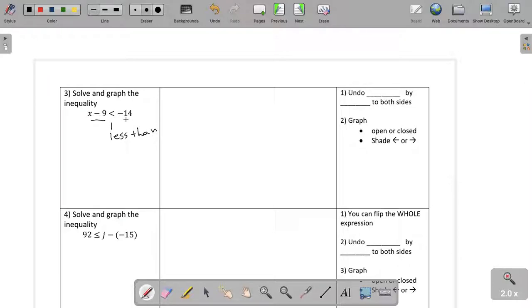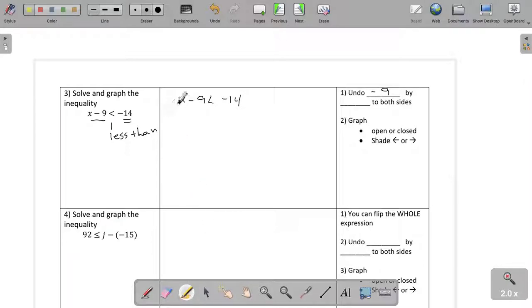So this side is less than that side. Okay, so I'm going to rewrite that: x minus 9 less than negative 14. Okay, and we undo a negative 9.